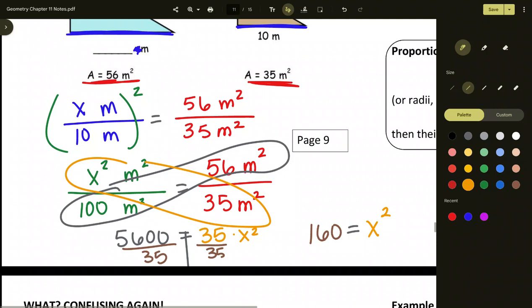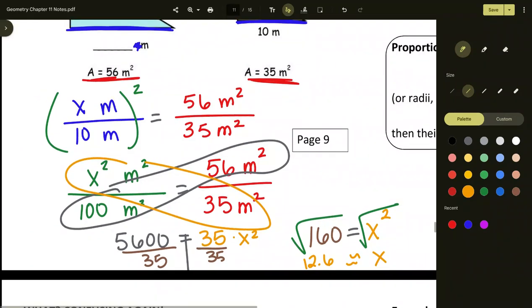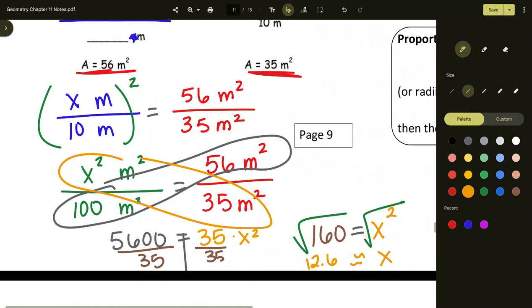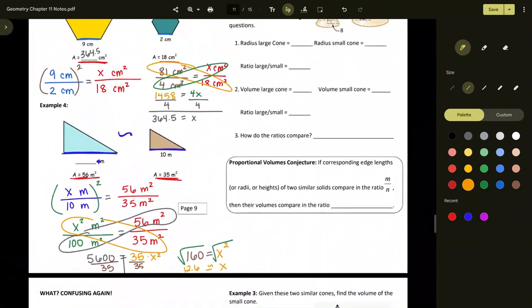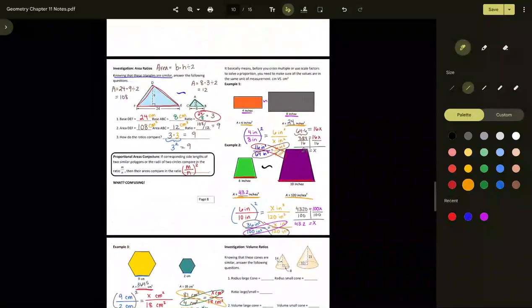Now, we don't want units squared because we are looking for the base unit. So we need to get rid of the squared. The opposite of squared is square root. So if I square root 160, I'm going to get my x answer of approximately 12.6 units long. All right, and that concludes our lesson on finding different measurements with area related to similar figures.